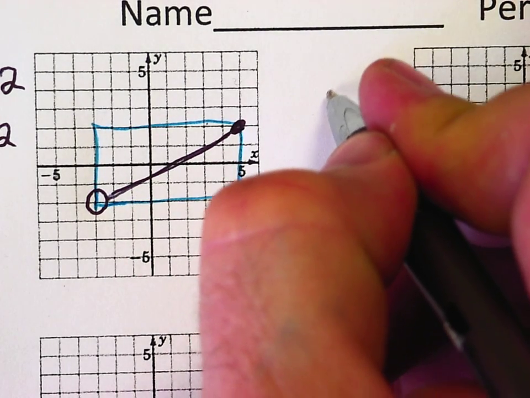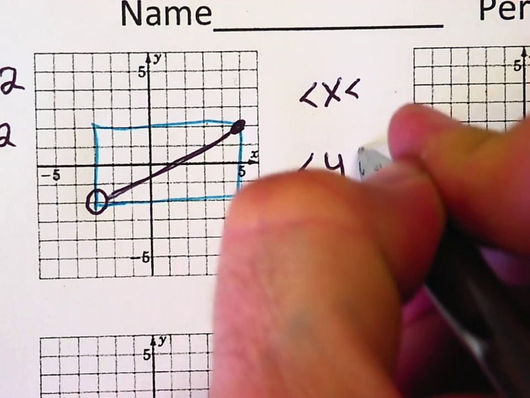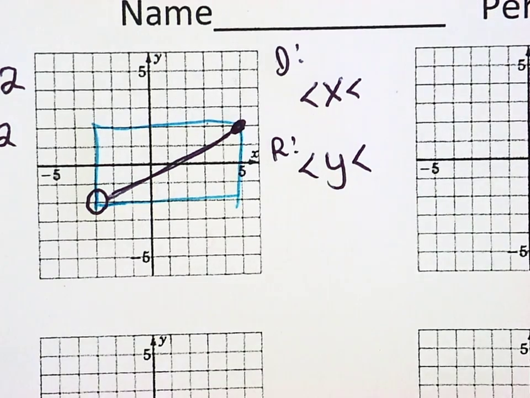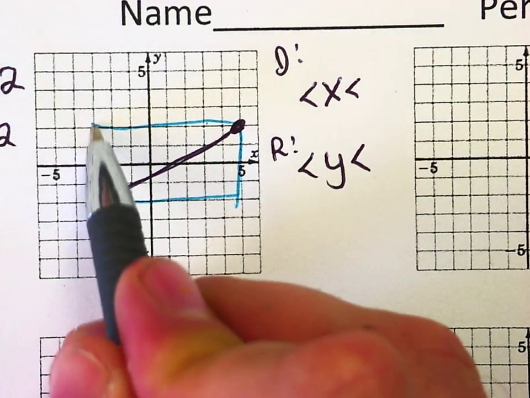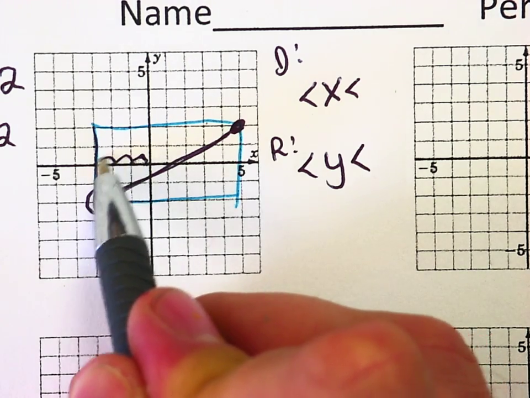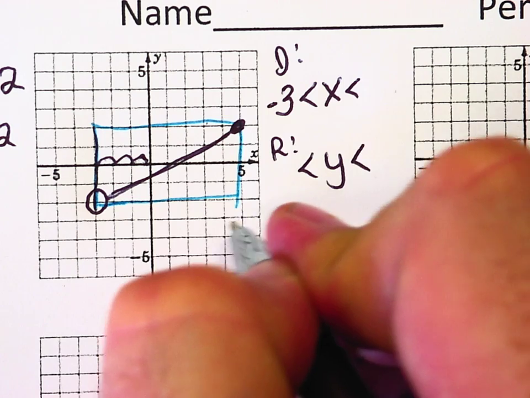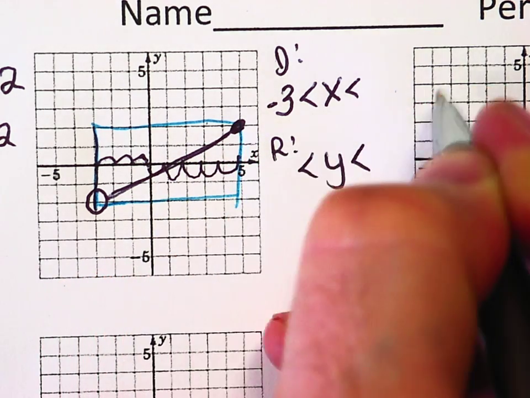Okay, so for the x, surround it with the inequality sign, and the same for the y. Right, this is the domain. This is the range. So the left side of the box, how many did I go over to get to the left side of the box? 1, 2, 3. So again, I went over 3. How many did I go over to get to the right side of the box? 1, 2, 3, 4, 5.